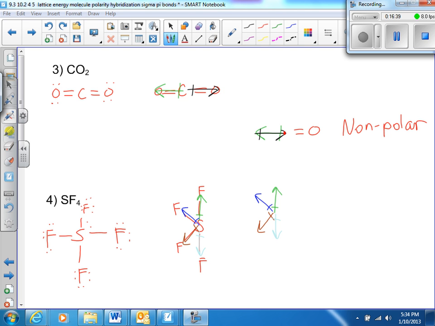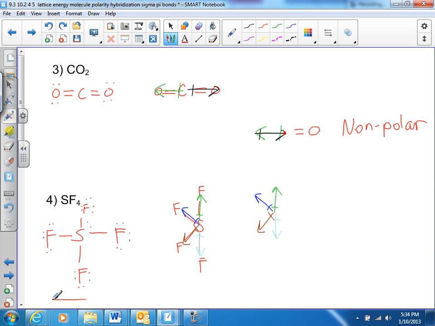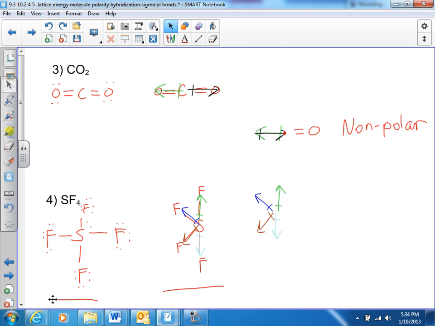Okay, SF4. We've got our Lewis structure right here. We've got our correct geometry for the molecule. It should be a seesaw. And I've drawn the seesaw structure with the dipole moments for each bond, the bond dipole vectors pointing toward the fluorines because the fluorines are more electronegative. And then I have the 4 vectors over on the right side, and I need to add them up.